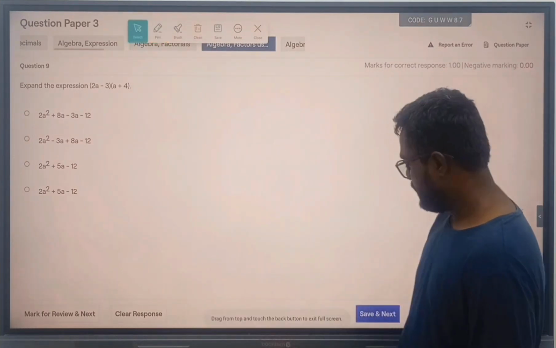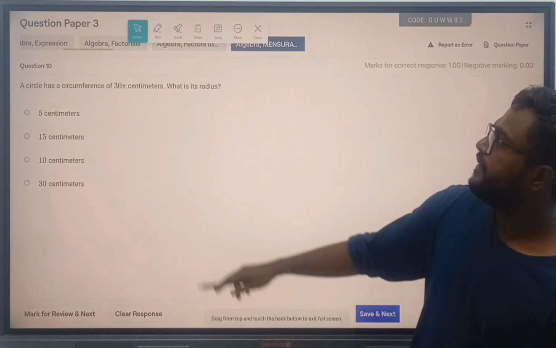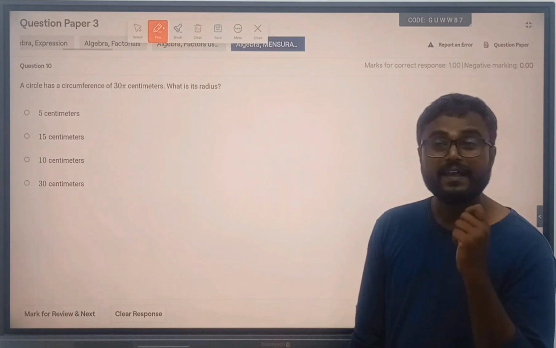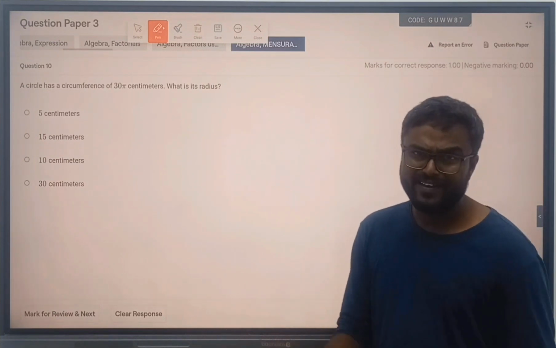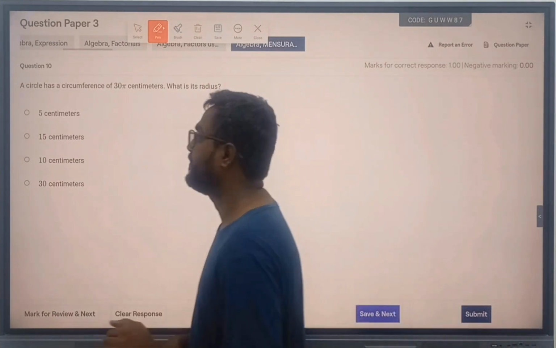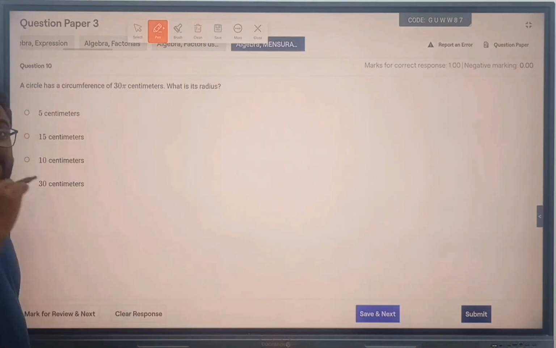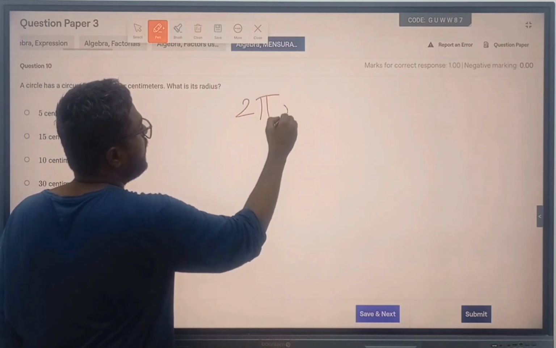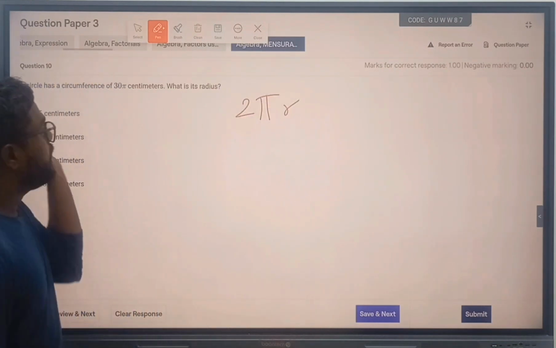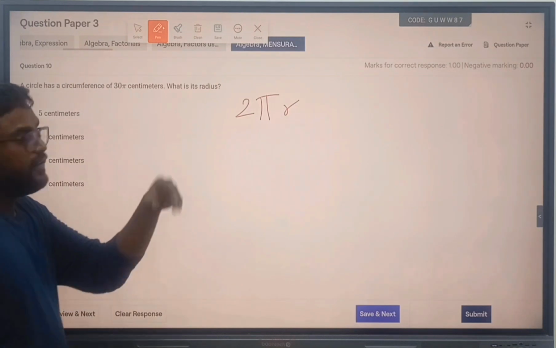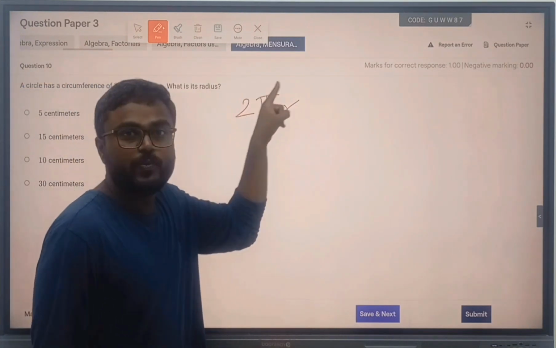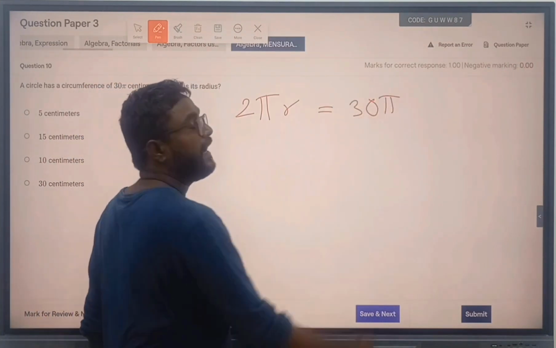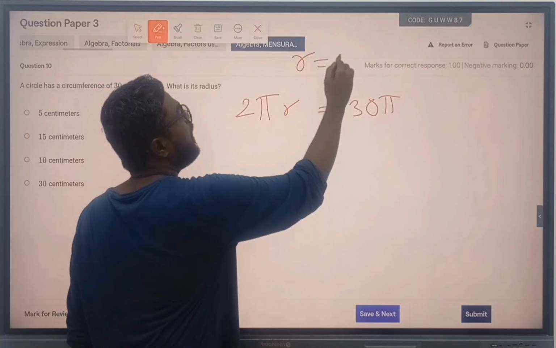So the next question is: a circle has a circumference of 30 pi centimeters. What is its radius? Easy peasy, lemon squeezy question. Okay, so what is the formula for the circumference of a circle, guys? It is 2 pi r. Now, what are they saying? The circumference of the circle is 30 pi centimeters. So that also means 2 pi r, which is the circumference of the circle, is equal to 30 pi. And they're asking us to find the value of r.